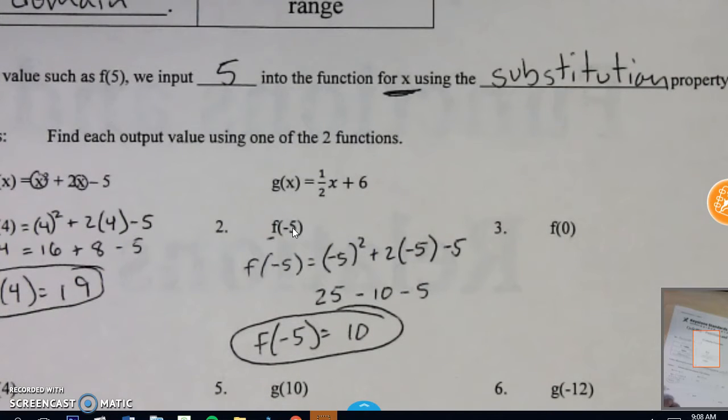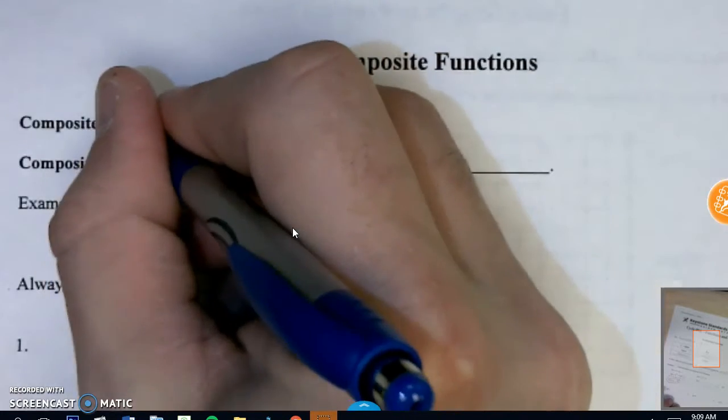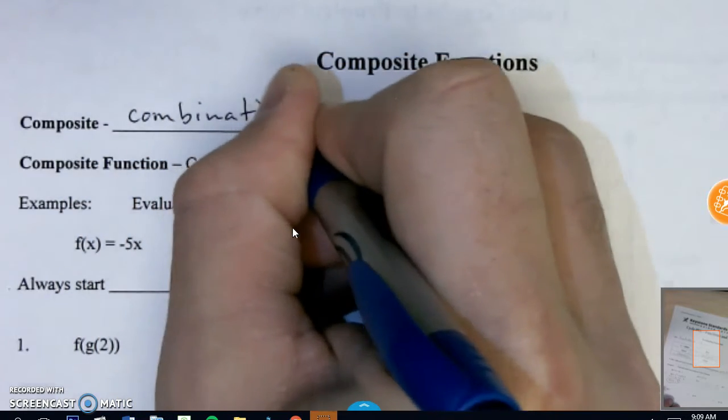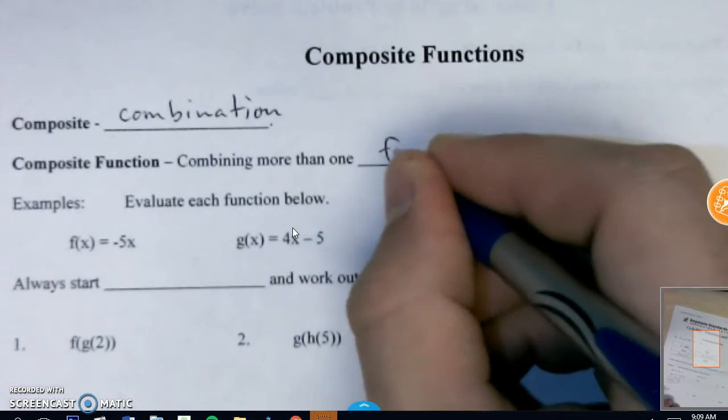Now, in the next section, we're going to ramp this up a little bit more. Instead of just evaluating one function, we're going to evaluate multiple functions at the same time. These are called composite functions. Composite functions are just a combination of functions, so combining more than one function.